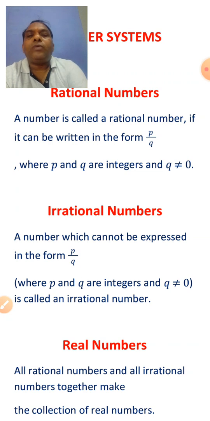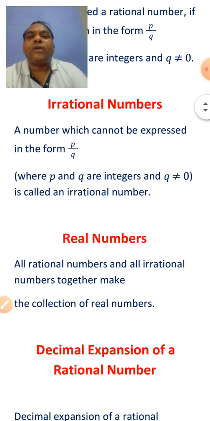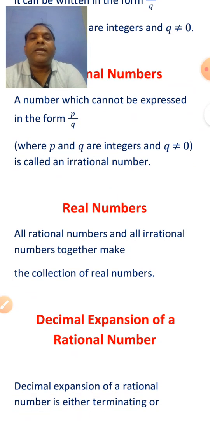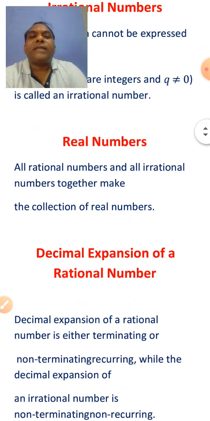Clear? Now irrational numbers. According to the definition of an irrational number, a number which cannot be expressed in the form of p by q, where p and q are integers and q should not be equal to 0, is called an irrational number. Clear? Now real numbers. All rational numbers and all irrational numbers together make the collection of real numbers.